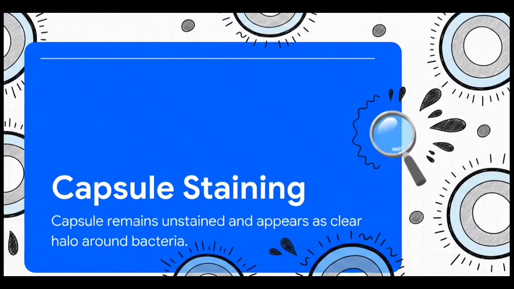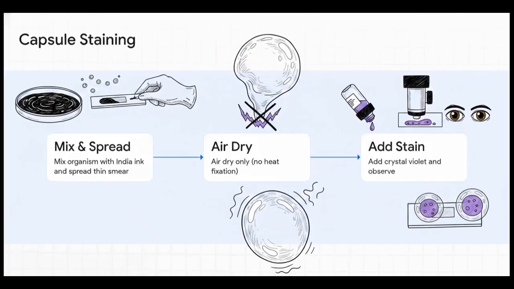Take the capsule stain, for example. Think of a bacterial capsule like a slick molecular force field. It's an outer layer so protective that it actually physically repels dyes, like India ink or nigrosin. So instead of taking on color, the capsule just sits there as a completely clear, unstained halo. But because this biological force field is incredibly delicate, we have to change up our procedure.